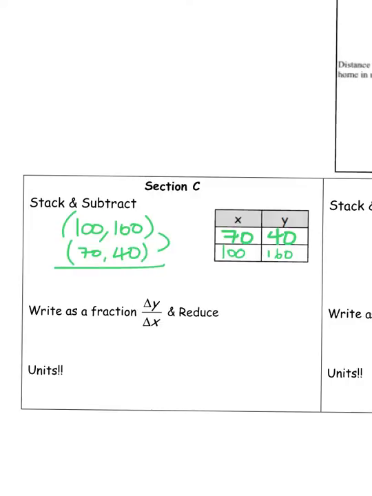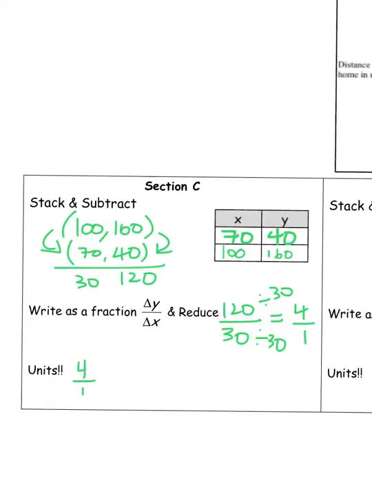And I'm going to do 160 minus 40, I get 120. And 100 minus 70, that's 30. Now we write our answer as a fraction, 120 over 30, and we reduce. I can divide the top and the bottom by 30. So my reduced answer is 120 divided by 30 is 4. 30 divided by 30 is 1. So my answer is 4 over 1, which is just 4. And my units are meters is the change in y. Seconds is the change in x.